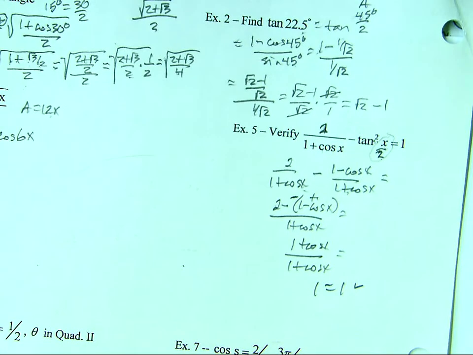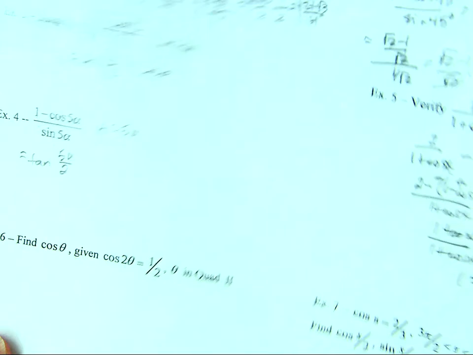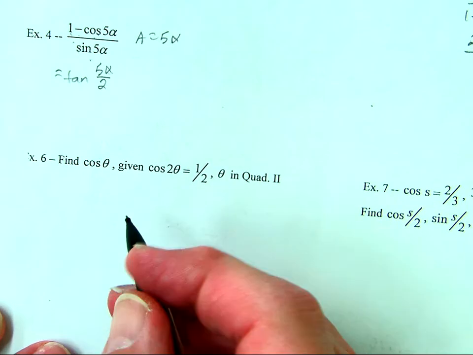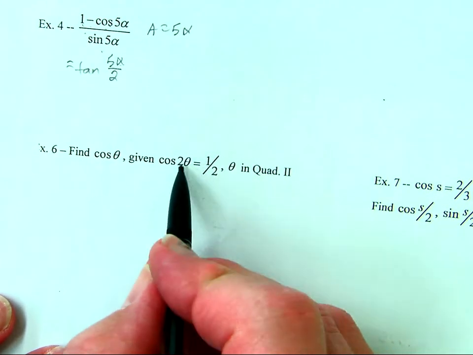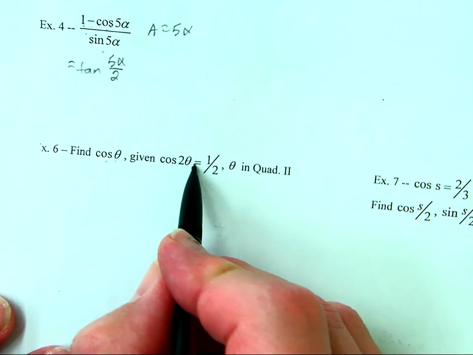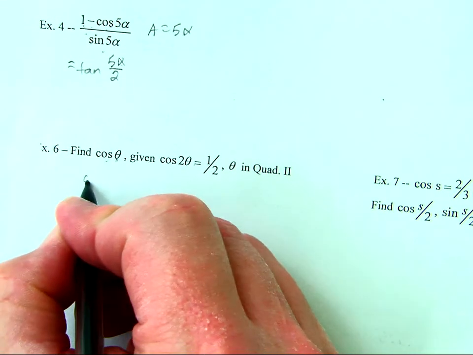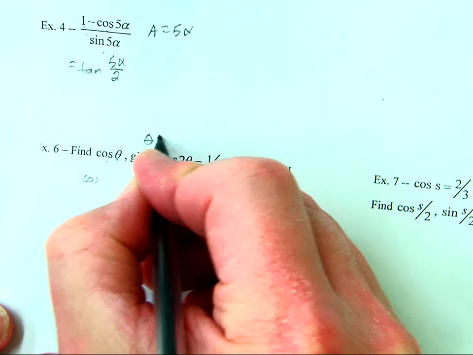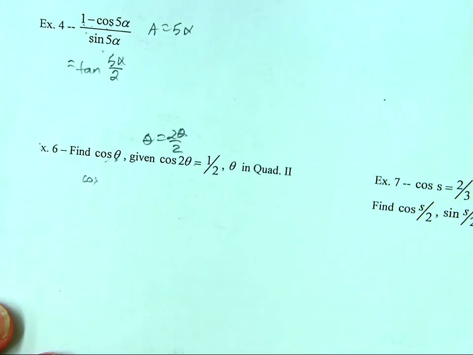Okay. Number 6, this is kind of the reverse of the double angle ones. Here, we could have done this using a double angle, which I would probably do, but you can also use it for a half angle. Because here, we're trying to find the cosine of theta, and they gave us the cosine of 2 theta. Well, could we think of theta as 2 theta over 2? Wouldn't that be the same thing?